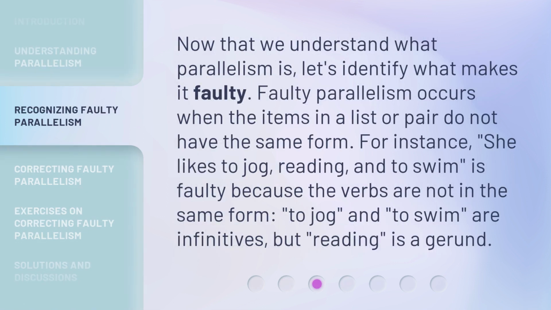Now that we understand what parallelism is, let's identify what makes it faulty. Faulty parallelism occurs when the items in a list or pair do not have the same form. For instance, she likes to jog, reading, and to swim is faulty because the verbs are not in the same form. To jog and to swim are infinitives, but reading is a gerund.